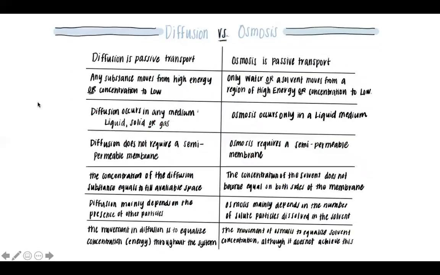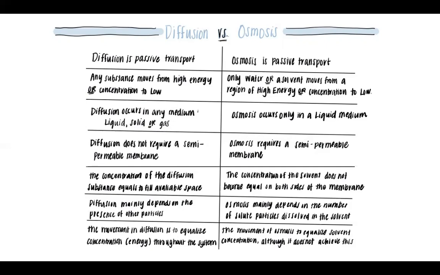Lastly, this is a chart comparing osmosis and diffusion. They are very similar in many ways. For example, they are both a form of passive transport. They both are trying to equalize concentrations, and they both depend on the number of particles or solutes. But they are also different, as diffusion is any substance moving, while osmosis is only a solvent moving.